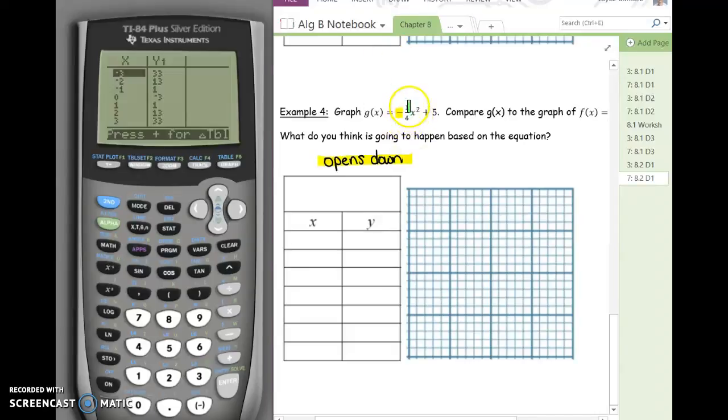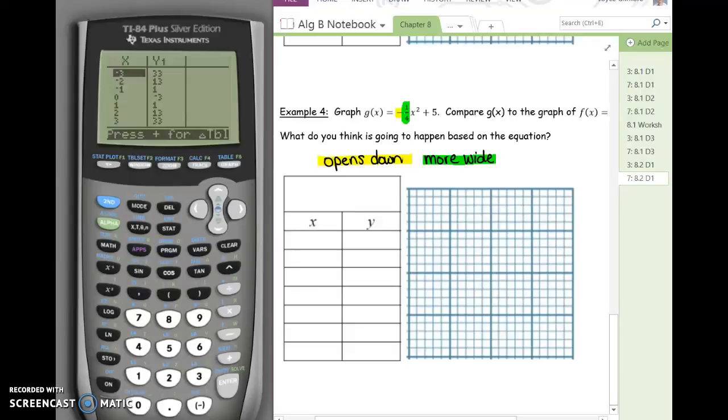Next, I see the 1/4. Is 1/4 larger than 1 or less than 1? Less than 1, so that means this graph is going to be more wide. Now remember, the narrow and wide seems kind of backwards because a number bigger than 1 is narrower, a number less than 1 is wider. Think of it in terms of slope. 1/4 is not very steep, so it's going to be a wider parabola. A slope of like 5 would be super steep, that would make a narrow parabola.